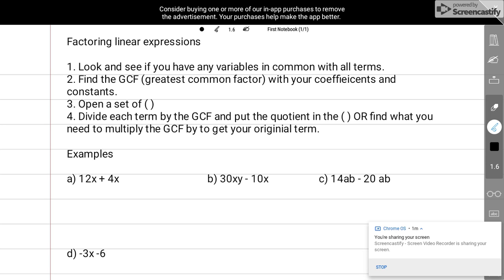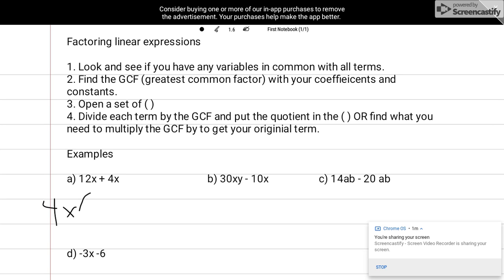So here we have 12x plus 4x. They do have an x in common, so I can take that out. And my GCF between a 12 and a 4 is going to be a 4. Then I open a set of parentheses. If I were to divide 12x by 4x, 12 divided by 4 gives me 3, and x divided by x gives me 1. So it's going to be a 3 no matter what. And if you think about it, 4x times 3 would give me that 12x. And I have a plus, and if I were to divide 4x by 4x, I get 1. So that's going to be my final factored form.